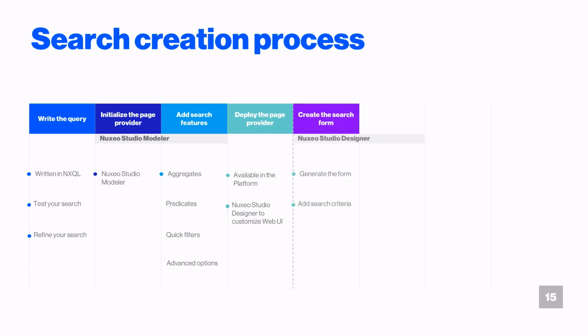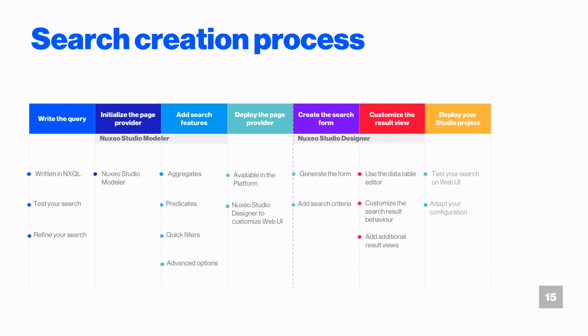Click on the Configure Layouts and Designer button to configure your search form and results page in the Web UI with Studio Designer. Create a form with all the criteria you wish to make accessible to other users. Then customize the table results with the visual editor. Your configuration is now finished. You can deploy your Studio project to your Nuxeo instance, test your query, and adapt your configuration if needed. In the next video, we'll explore in detail how to create a page provider in Nuxeo Studio Modeler.